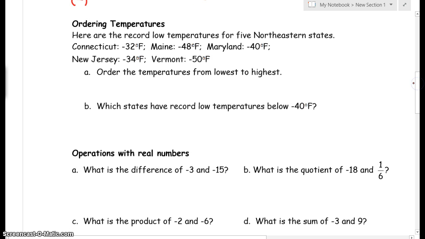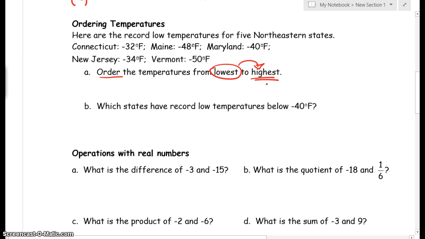All right. Here it says ordering temperature. So in the real world, we do have these crazy temperatures, especially last winter was amazingly cold. So it says here are the record low temperatures for 5 northeastern states. We have Connecticut, Maine, Maryland, New Jersey, and Vermont. And our first part says order the temperatures from lowest to the highest.